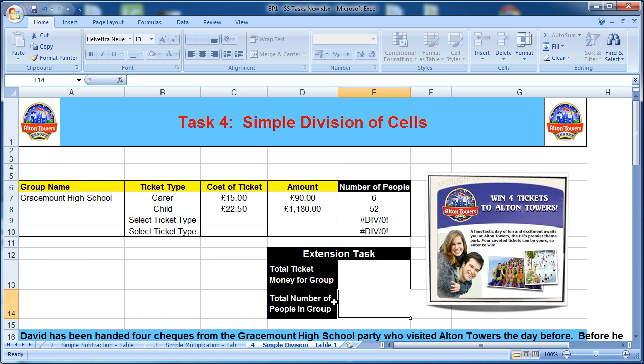In the second extension task, the total number of pupils or people in the group: this is going to be 6 carers, 5 children, and then you've got some more that are going to be there. Again, you're going to have to add all of them together and put that answer in here. So look for the formula, same idea as above, and work out a quick way of adding all those up. Okay, I hope that helps you with Task 4.